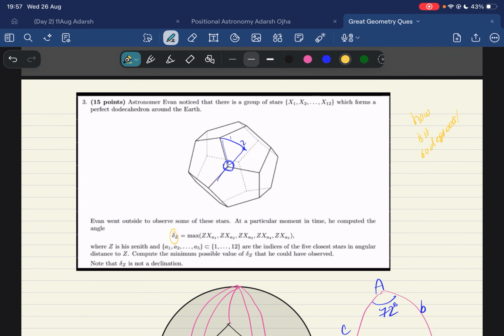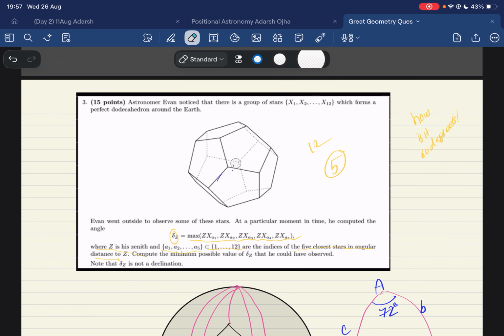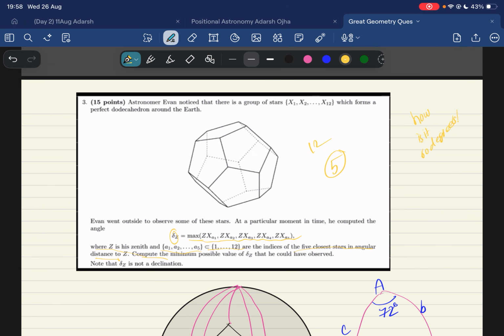So del Z, we have a max function right here, and these are the five closest stars as you can see, where Z is the zenith and A1, A2 to A5 belong to the 12 stars, because he's looking at the five closest stars at a time, in angular distance to Z. And we have to compute the minimum possible value of del Z that could have occurred. So del Z is not declination.